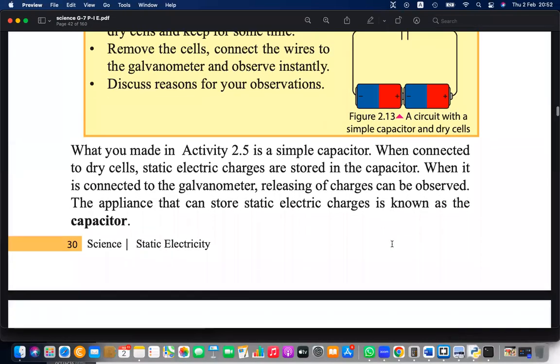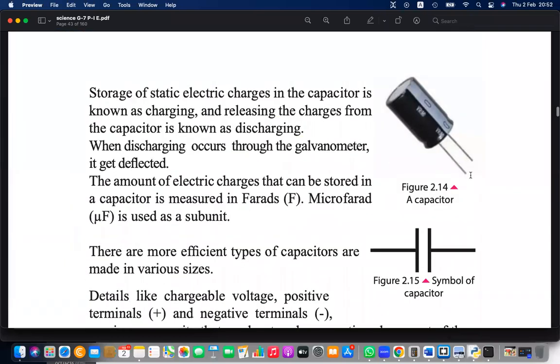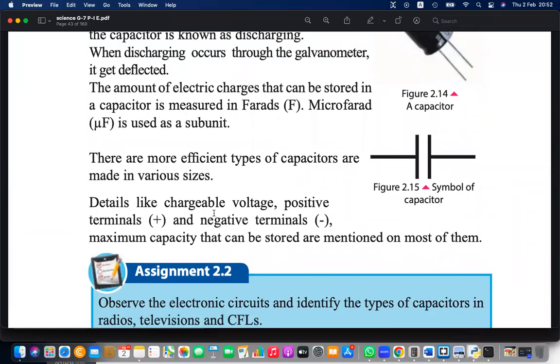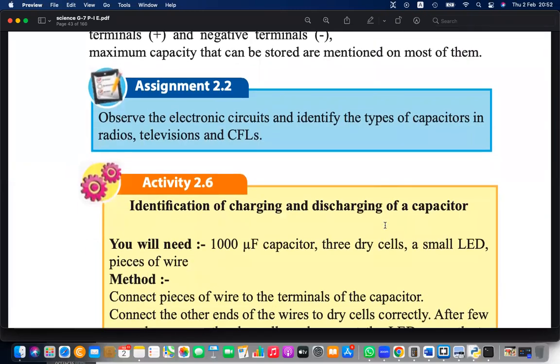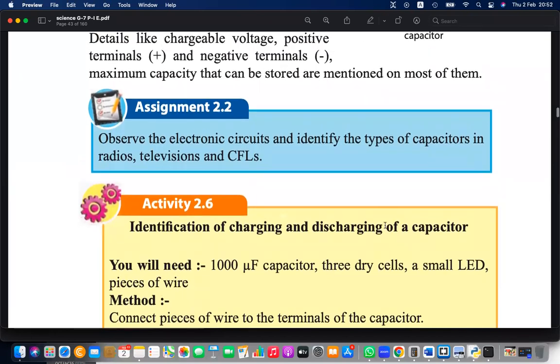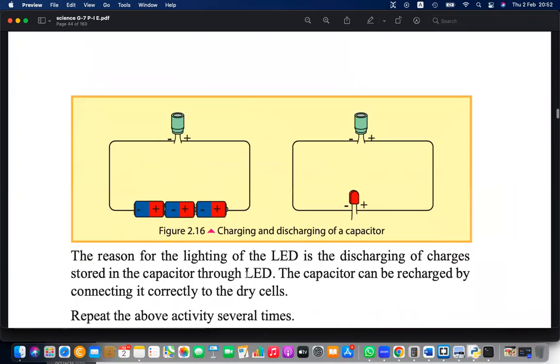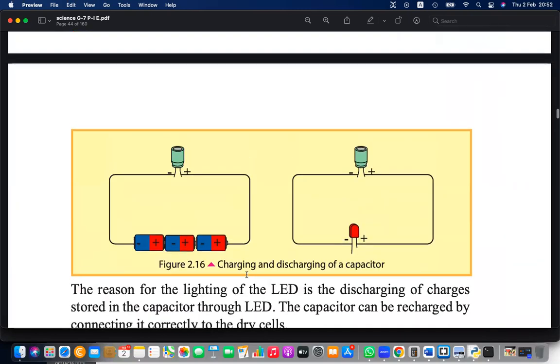So now we have learned different applications and how capacitors work. This is what the capacitor is, and this is its symbol. Details like chargeable voltage and positive and negative terminals are mentioned on these capacitors. Now actually there's the activity. You are measuring the capacity using the microfarad symbol. And this is one experiment to test this capacitor.